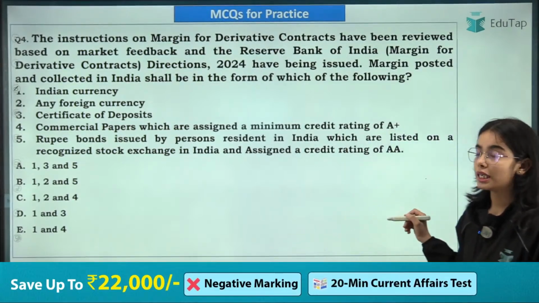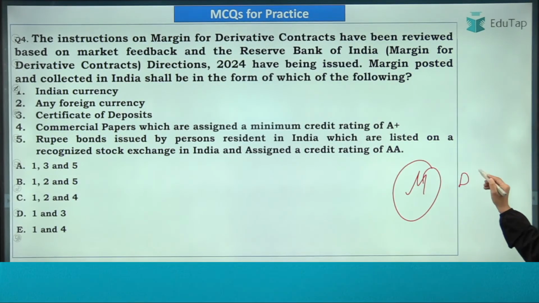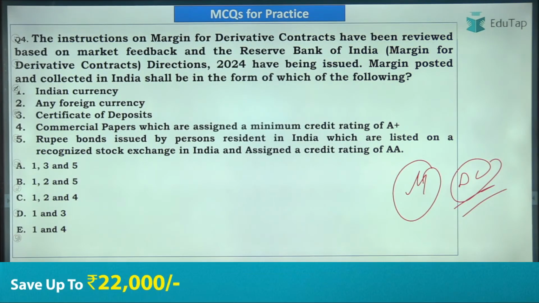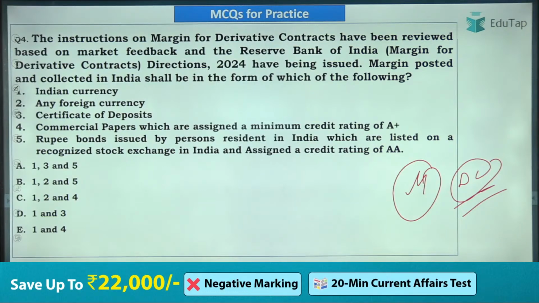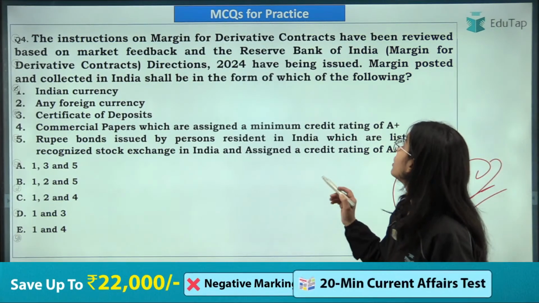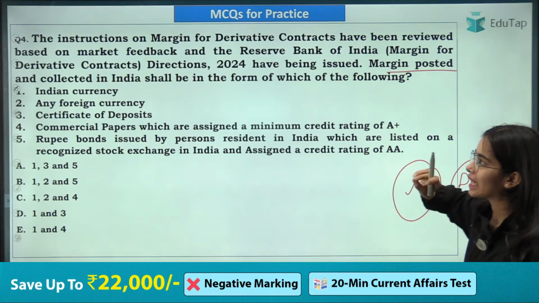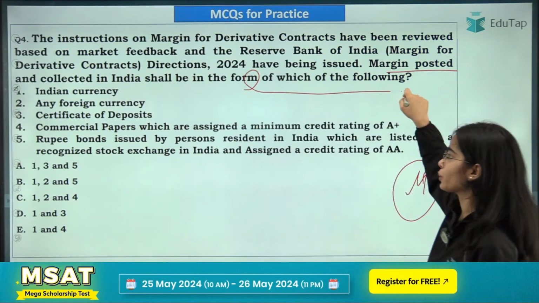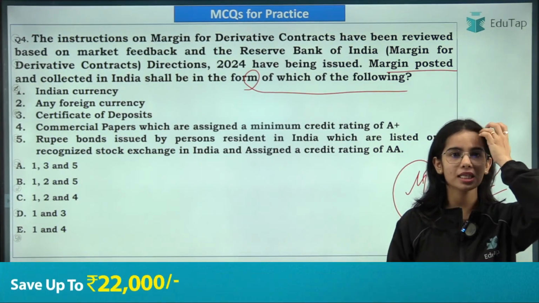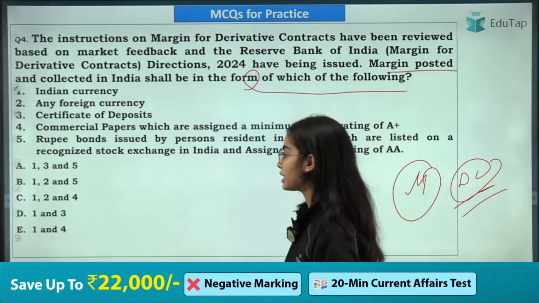Now coming to the next question, this is regarding the margin requirement for the derivative contracts that we have discussed recently. So try to answer this question. So here you have to tell the margin posted and collected in India shall be in the form of which of the following. I am getting mixed answers, A, D. Some are saying A, some are saying D. So what is the right answer?